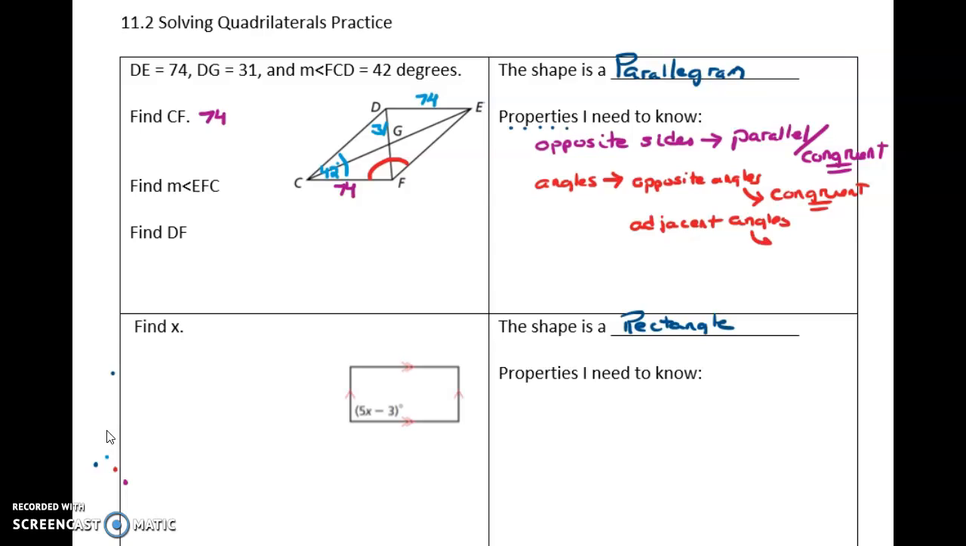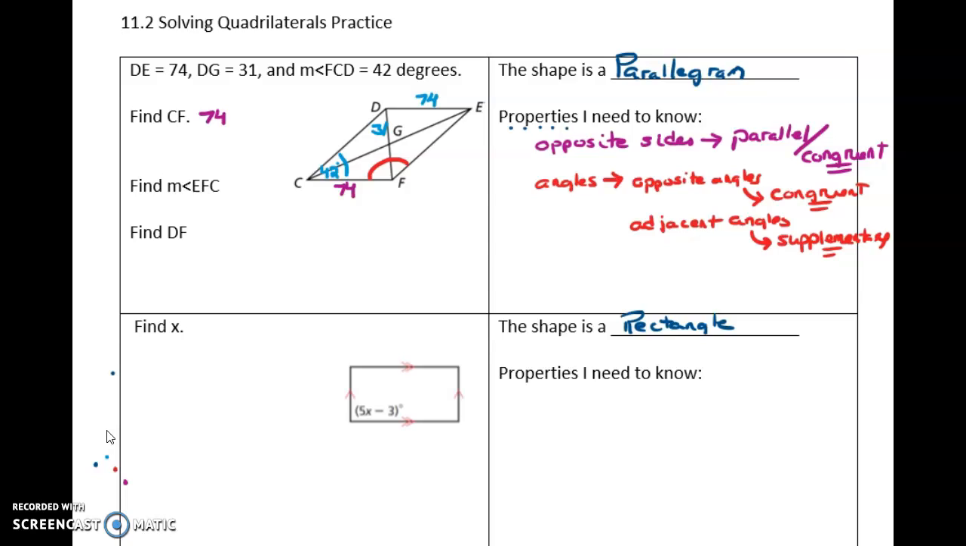Now, adjacent angles are always going to be supplementary, again if you're talking about a parallelogram. That's going to help us out right here because C and F are right beside each other. So those are going to be adjacent angles, which means they should be supplementary.